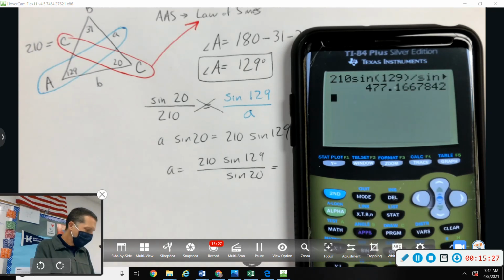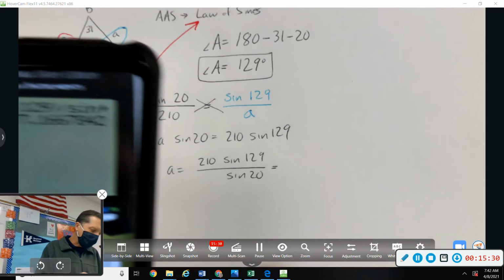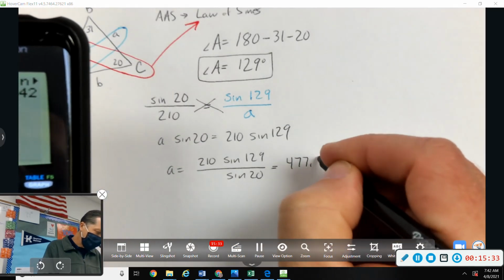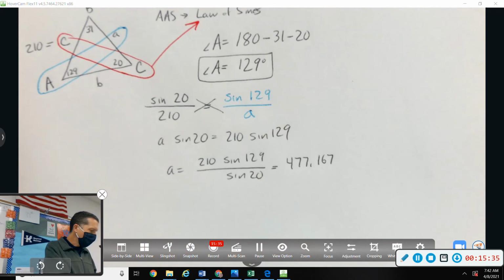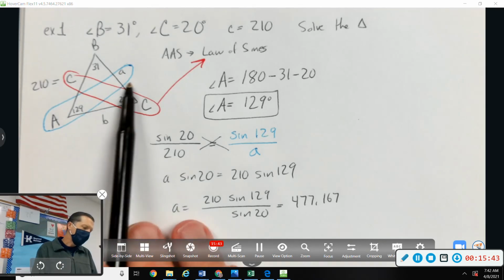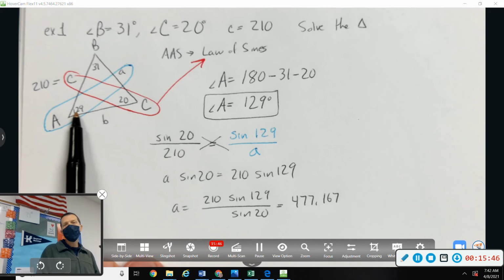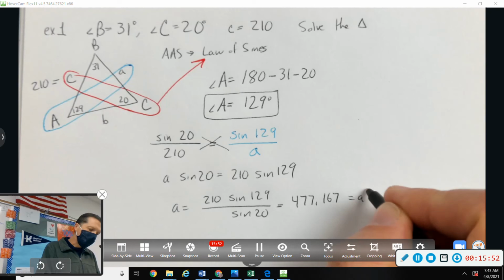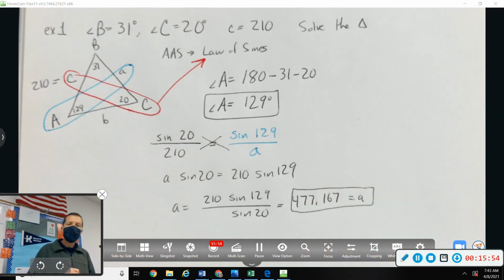Enter. So side A is 477.167. That seems big, but look at my picture. My picture is not to scale. 129 should be a lot bigger, so side A should be a lot bigger than the other two sides. So that makes me feel a little bit better about that answer. The biggest angle is always across from the biggest side. The smallest angle is always across from the smallest side. So that makes a nice little check. It doesn't guarantee you got it right, but the big side should be across from the big angle.